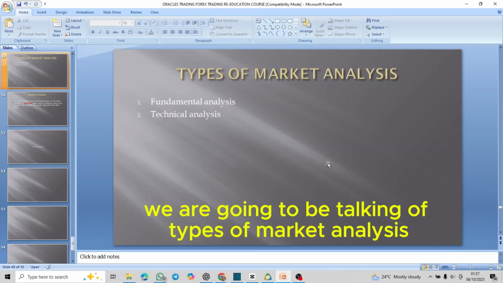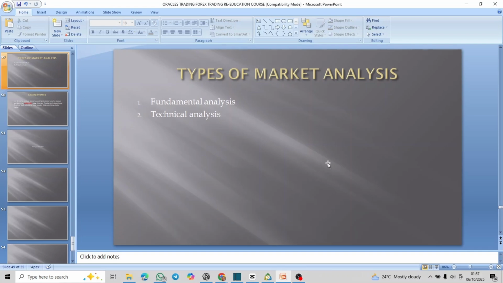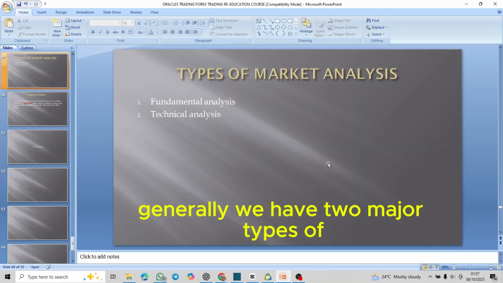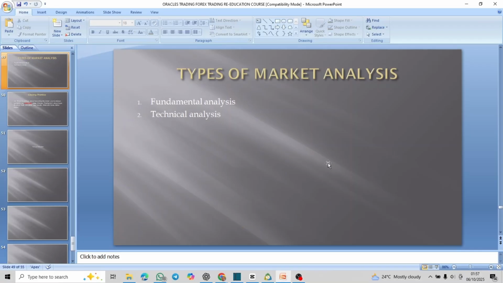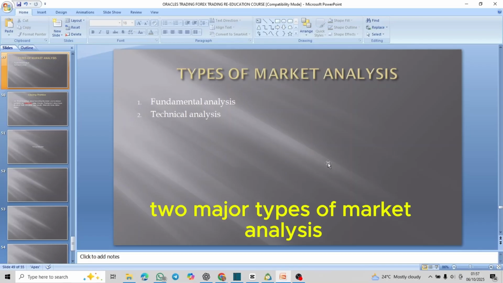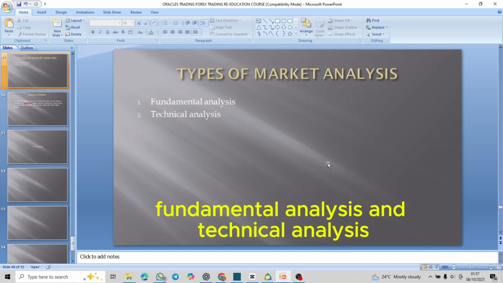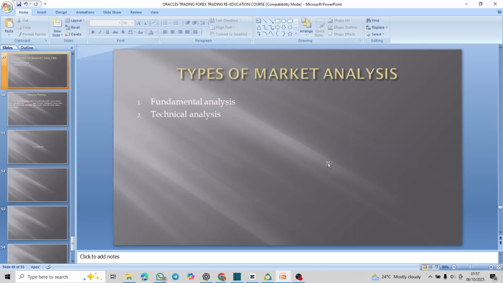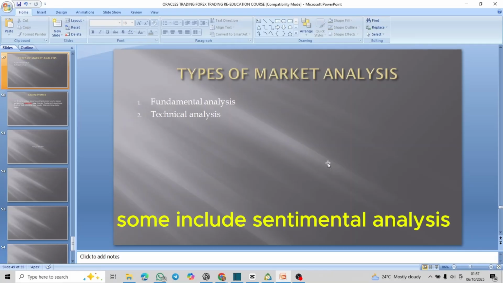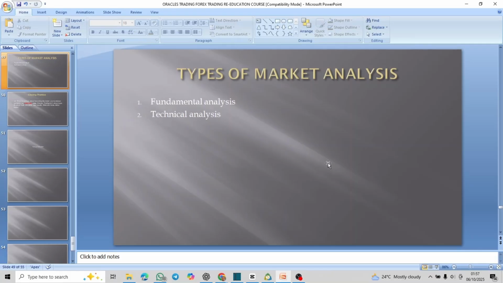In this lesson, we are going to be talking of types of market analysis. Generally, we have two major types of market analysis: fundamental analysis and technical analysis. Some include sentimental analysis. There are other types of analysis that are not common to over 90% of traders. But let us start with this.